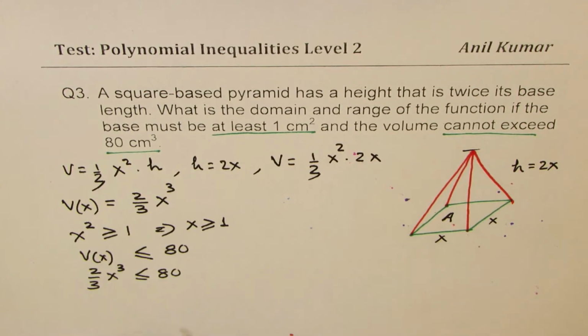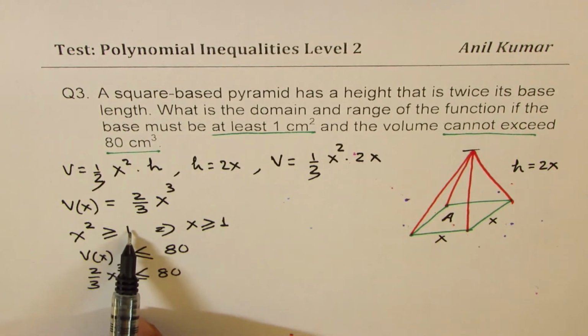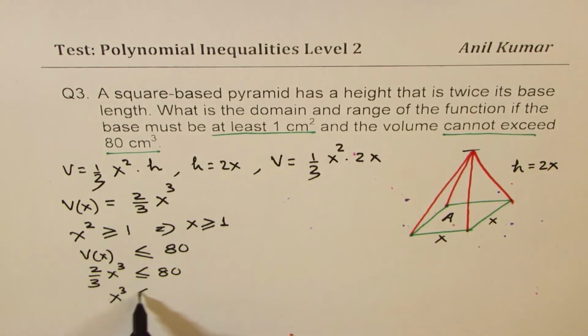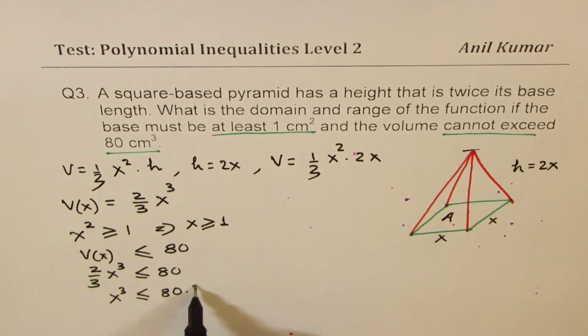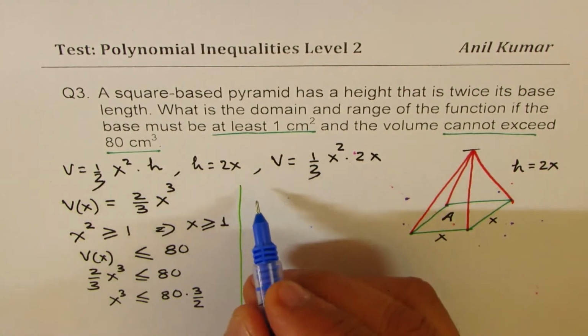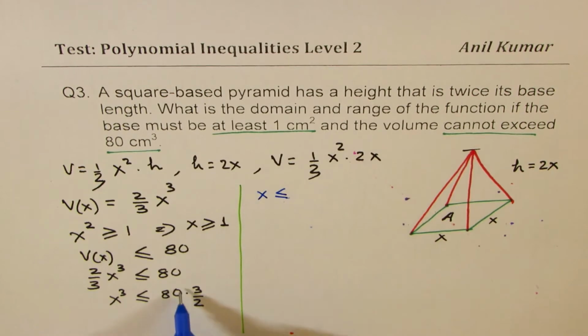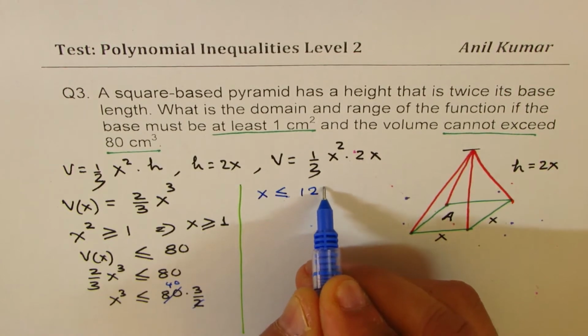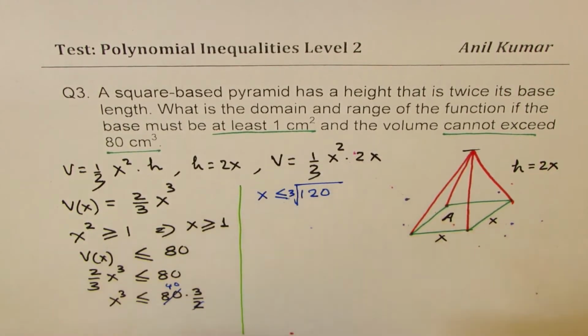Since we are working with positive values, we'll only concentrate on positive answers. Therefore, we didn't consider any negative value here. So we have x cubed less than or equal to 80 times 3/2. Let me do it on the right side, save some space. So x cubed is less than or equal to 40 times 3, which is 120. So x is less than or equal to the cube root of 120. Perfect.